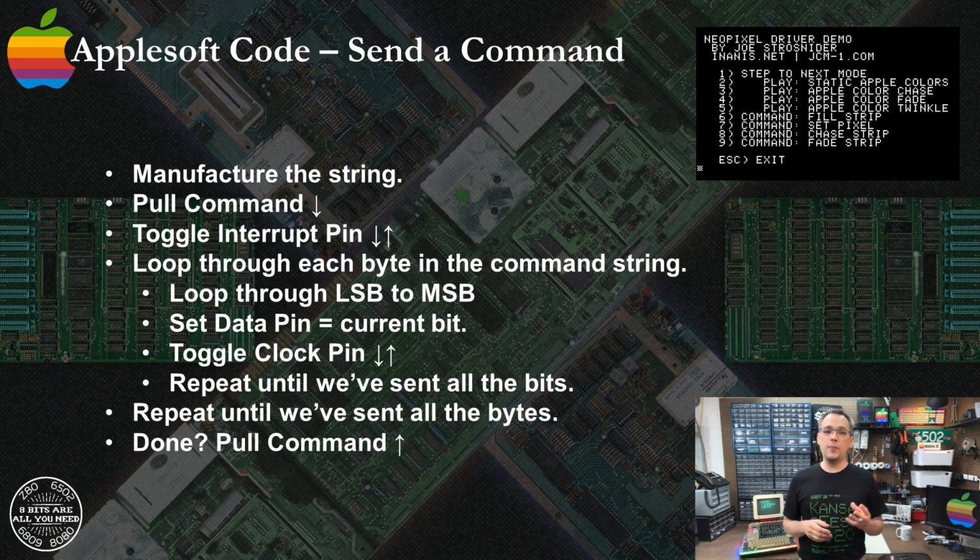We set the data pin appropriate to that bit. We then turn the clock pin low, then high, and repeat until we've sent all the bits. Once we're done sending the bits, we pull the command pin back high. If we've done it correctly, the NeoPixel strip will now be showing whatever we told it to show.